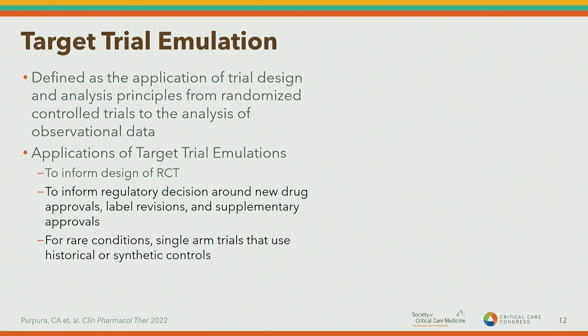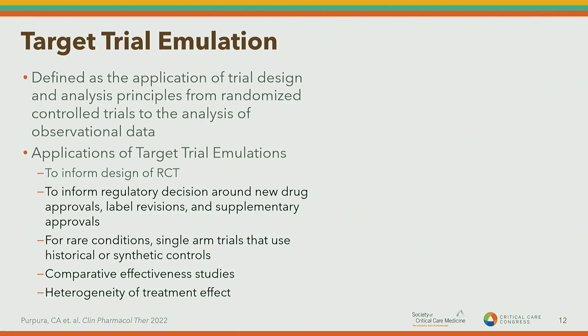Now, the other way you'll see real-world evidence is in rare conditions, where you're just not going to have enough patients to be able to do a randomization for a new drug or a new intervention. In which case, you might have a single-arm trial, but they'll use historical or synthetic controls to be able to replicate a randomized controlled trial.